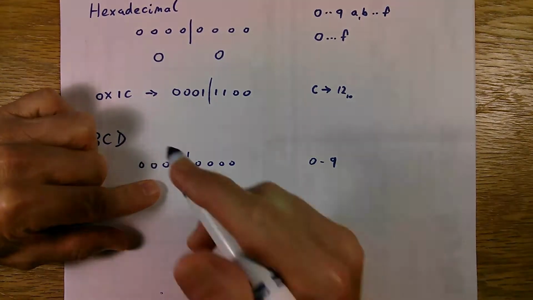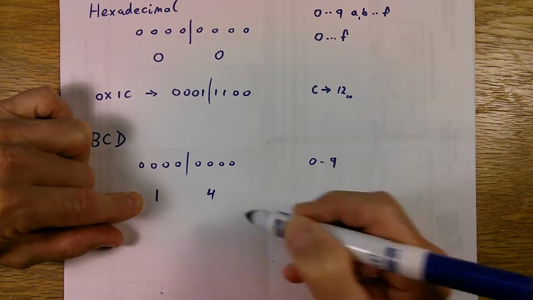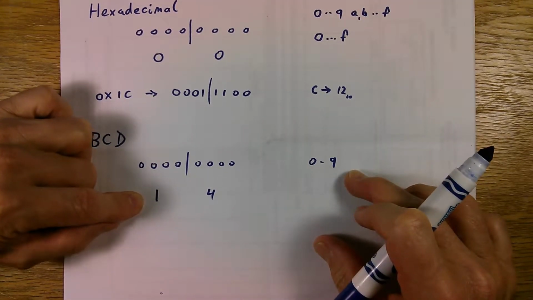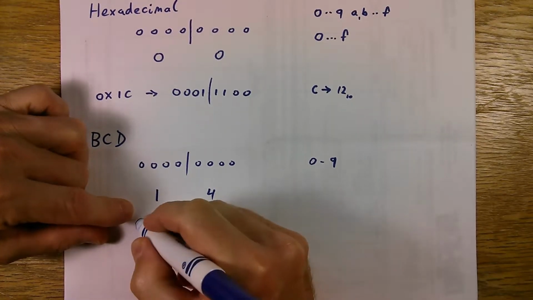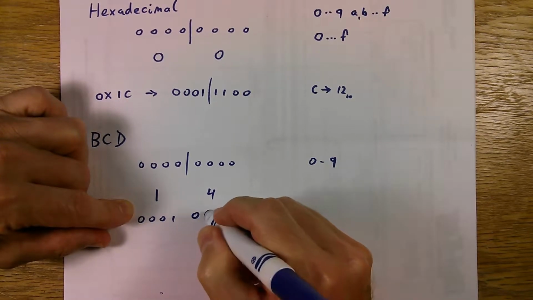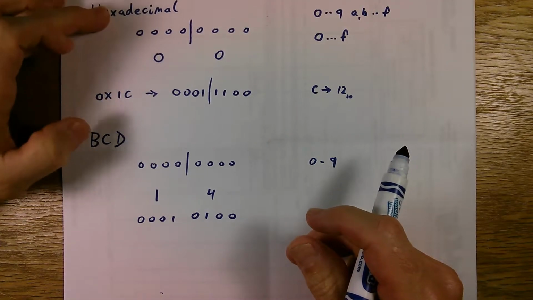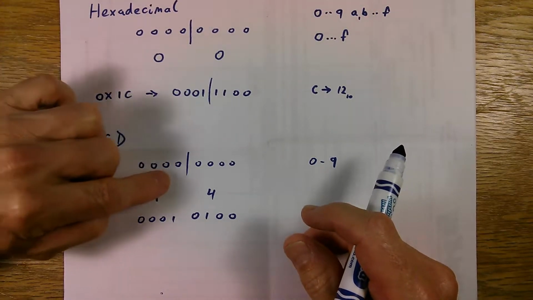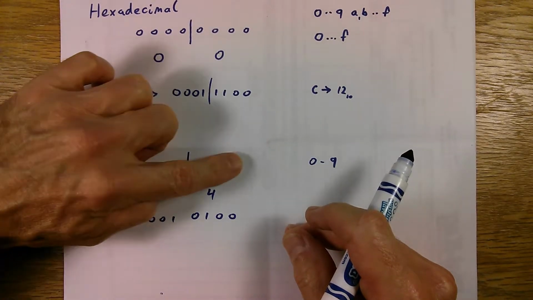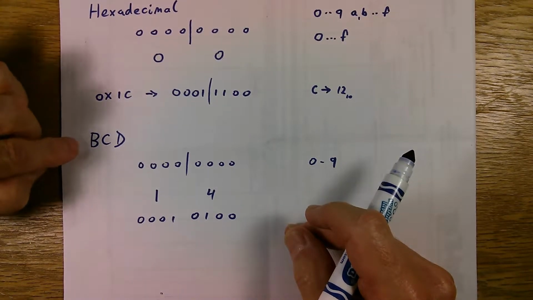And so we could have a binary coded decimal here of 1, 4. And that would actually mean 14 in our decimal numbering system. So it would look like 0, 0, 0, 1, and a 4, which would be 0, 1, 0, 0. But remember, the difference between these two is that we only allow 10 different combinations for each of these 4 bits instead of 16.